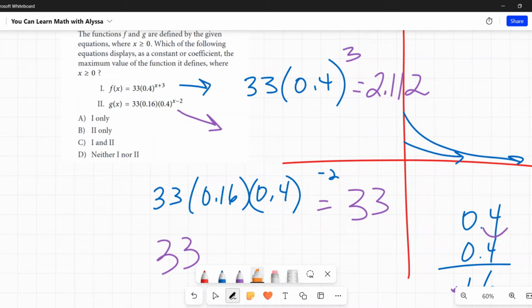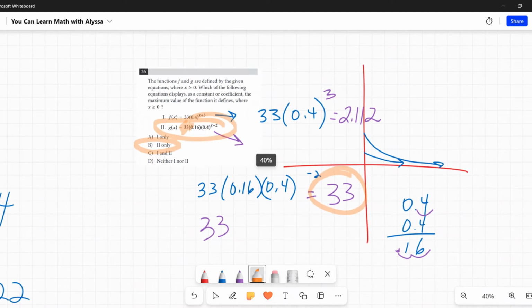On to the second one, g of x. When I found the maximum of that one, when x is greater than or equal to 0, I got 33. Looking at that function, is 33 anywhere in there? Sure thing. There it is, 33. So it is not true for 1. It is true for number 2. So the answer is B, 2 only. Shoo-wee.